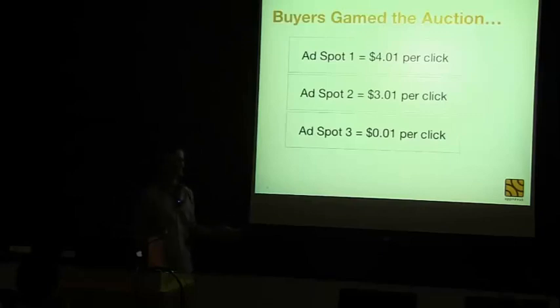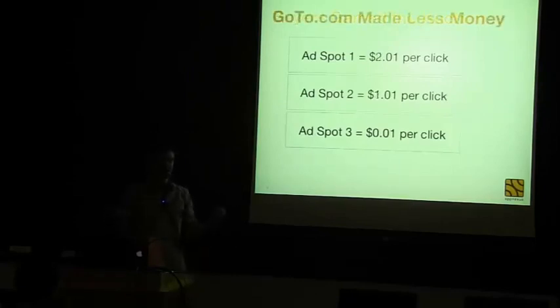And this wreaked havoc on GoTo's infrastructure. It was very, very difficult for them to maintain this auction system. And as a result, they also made less money. Over time, everybody shaded their bid. There's a lot of variation in it, but over time, prices were actually lower than on Google, which we'll talk about.